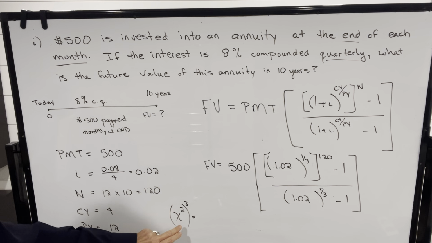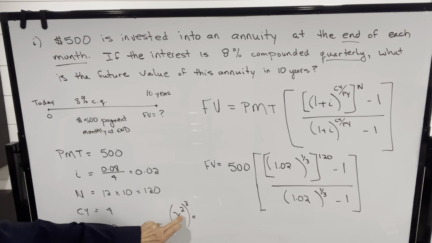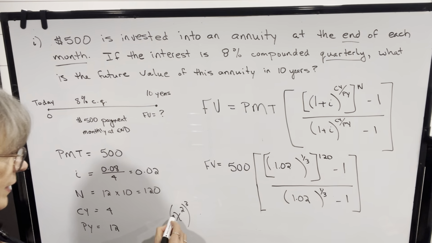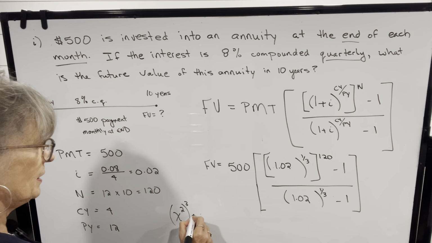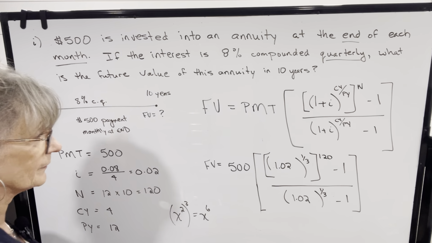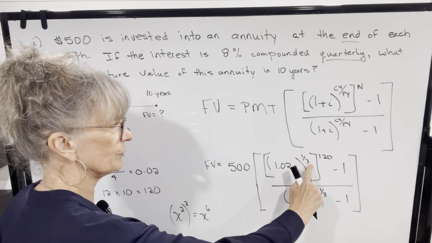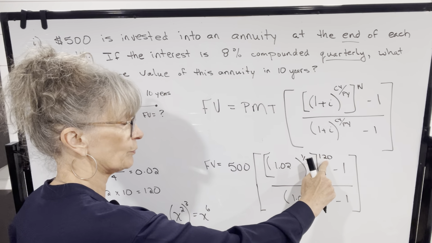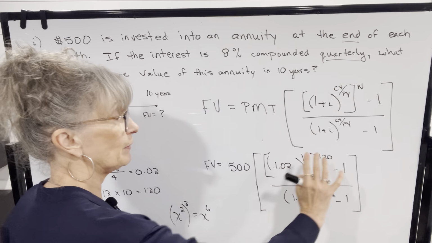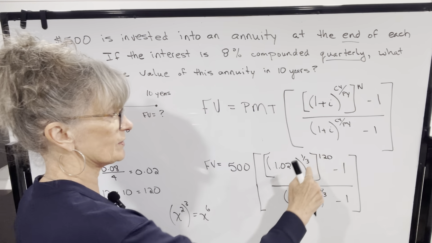Going back to the laws of exponents, if I have a power raised to another exponent, I can simplify this by multiplying the exponents. So x squared raised to the power of 3 will be equal to x to the 2 times 3, or 6. I'm going to do the same thing here. If I have 1.02 to the 1/3 and then raised to the power of 120, I can simplify by multiplying those two. So 1/3 times 120 is 40.